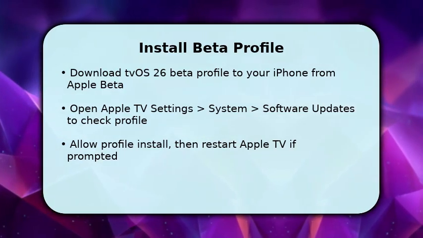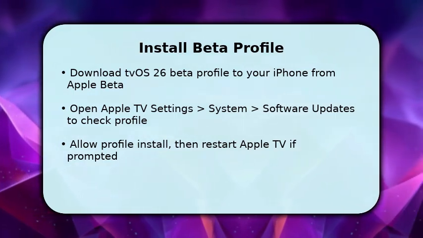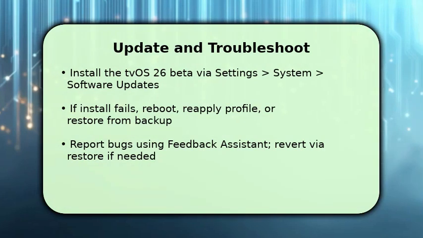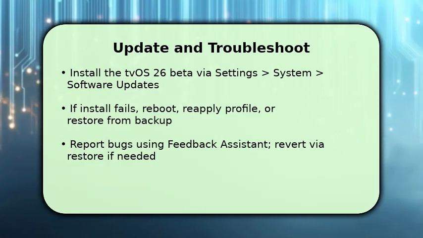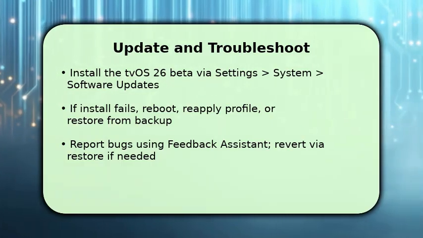You may need to restart the Apple TV so the profile is recognized and the beta build appears in the update list. Start the update from Settings, System, Software Updates and choose the tvOS 26 beta. Leave the Apple TV powered and connected until it completes.